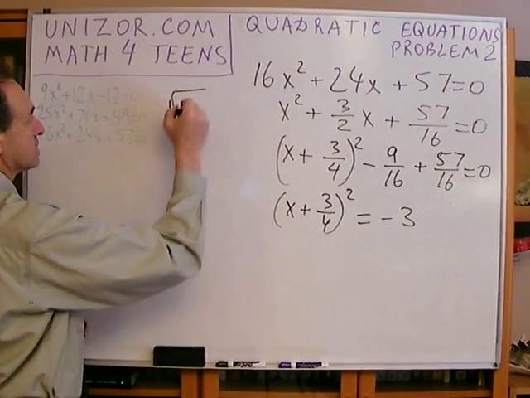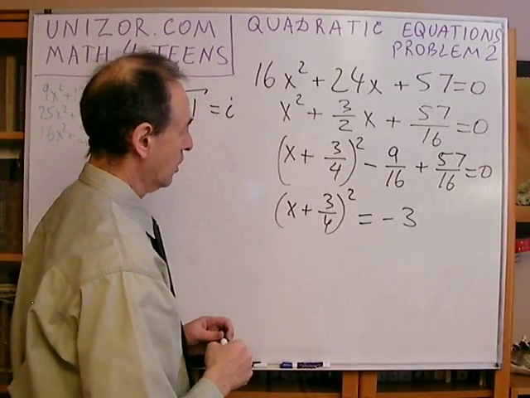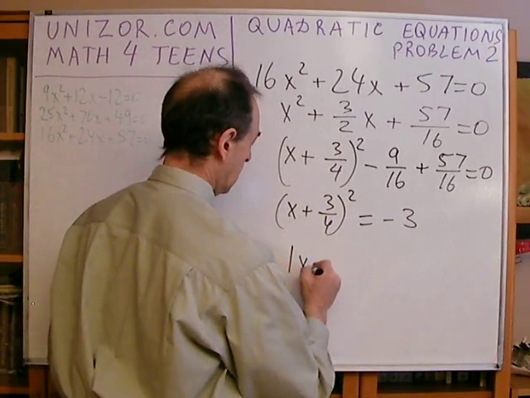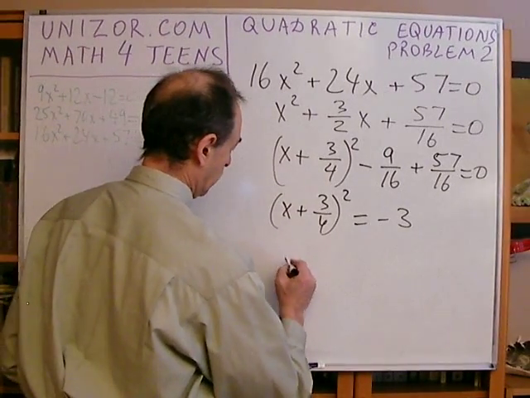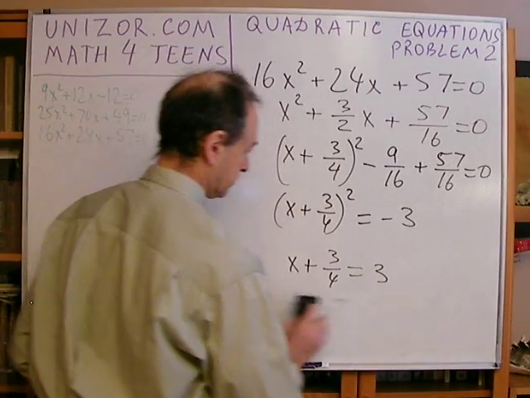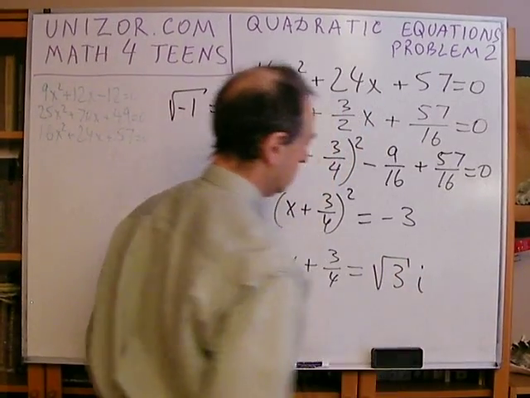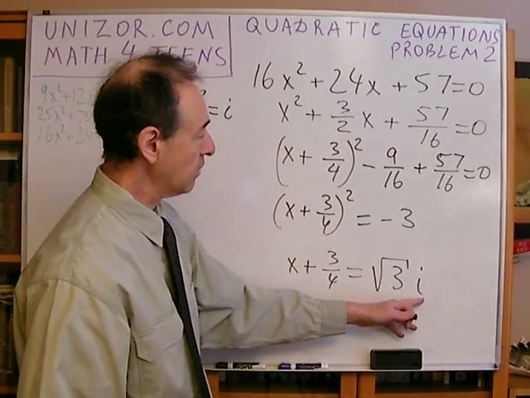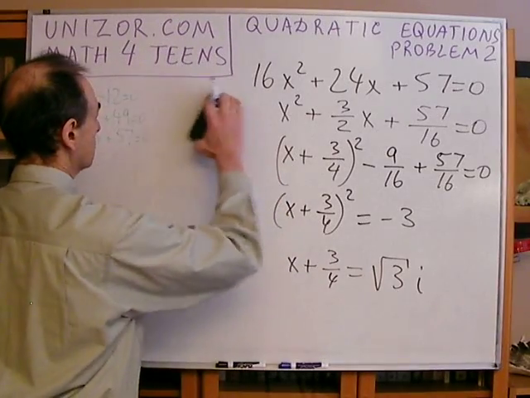Now, you remember that the square root of minus 1, in the complex numbers, is i. So when we use the square root from both sides, we obviously do the same thing: x plus 3 over 4 is equal to the square root of 3 times i, right? If I'm using the square root of minus 3, the square root of 3 is square root of 3, and minus 1 will be i. So that, in the area of complex numbers, represents this particular solution.